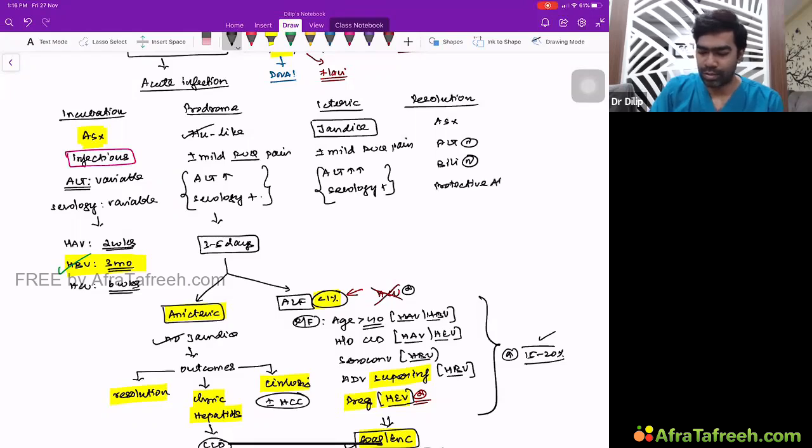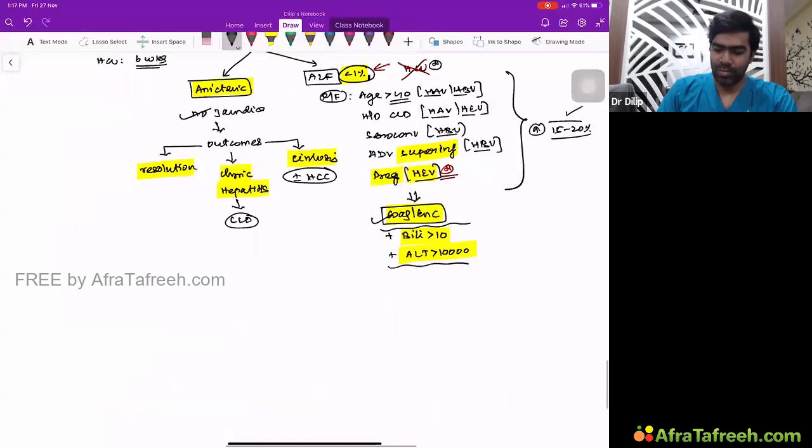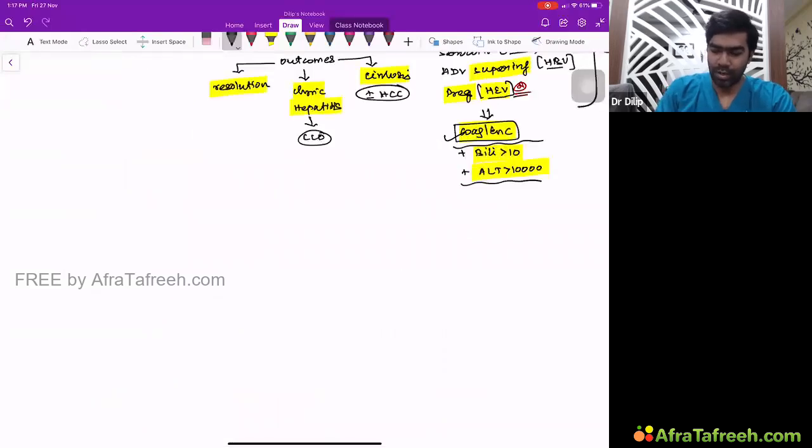Protective antibodies. So what are the examples of protective antibodies, we'll be discussing in some time. For example, anti-HBS is a protective antibody, but anti-HBC is not a protective antibody. I'll tell you what are the protective antibodies and what are not the protective antibodies in some time. So now I told you some patients do go for chronic hepatitis.